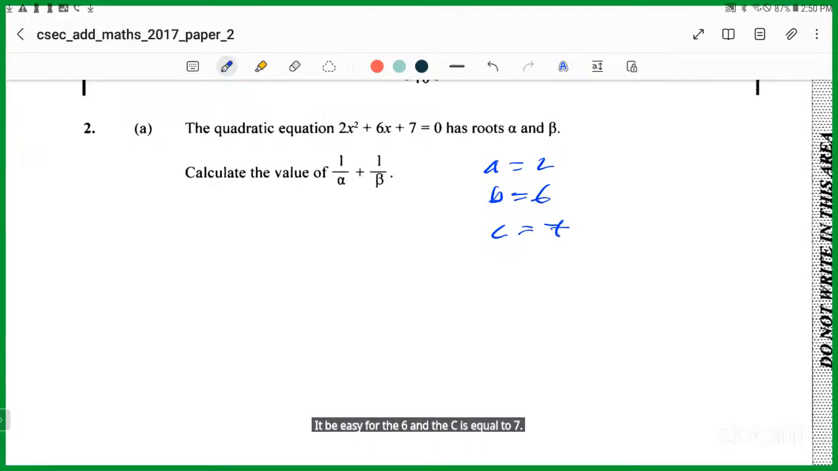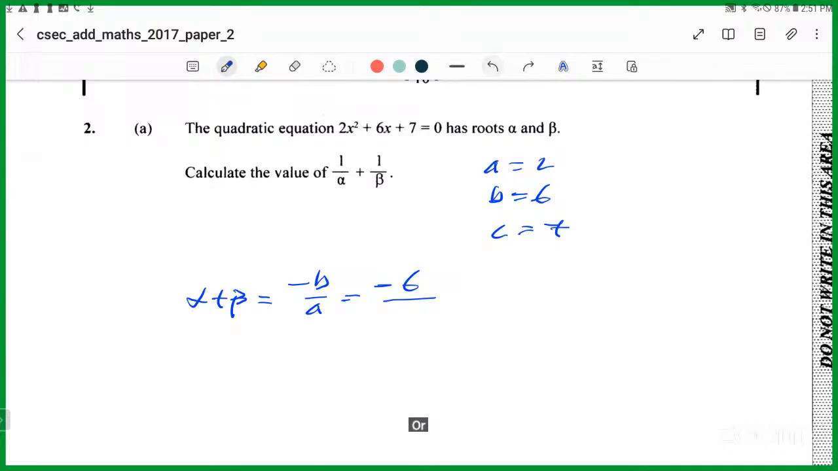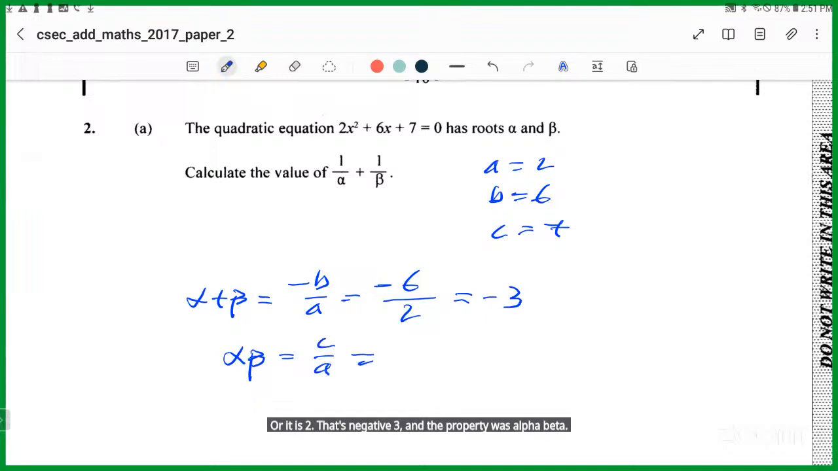The roots are alpha and beta. So you know that you're going to need the sum and the product of the roots. So the sum of the roots, which is alpha plus beta, is minus B over A, which you all must know. So that is equal to minus 6, because the B is 6, over A is 2. That's negative 3. And the product of the roots alpha beta is C over A, which is 7 over 2 or 3.5.